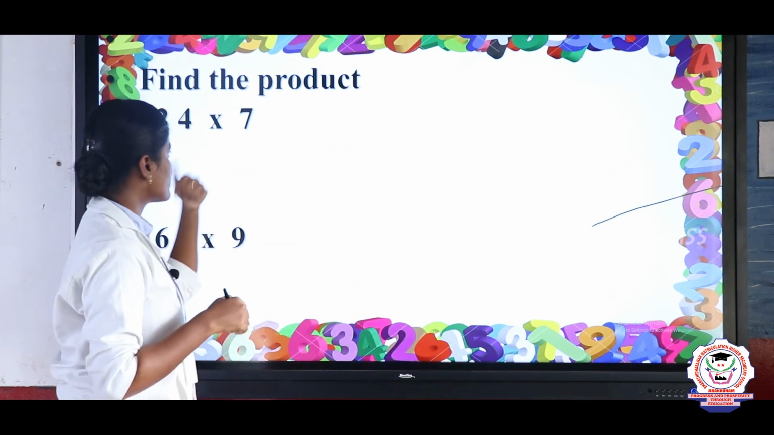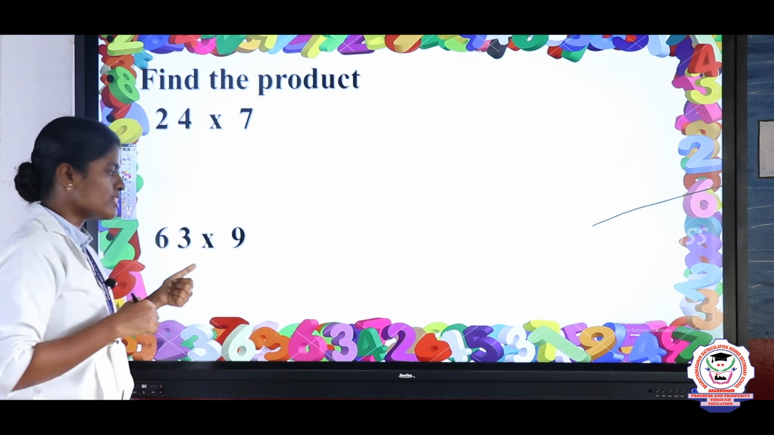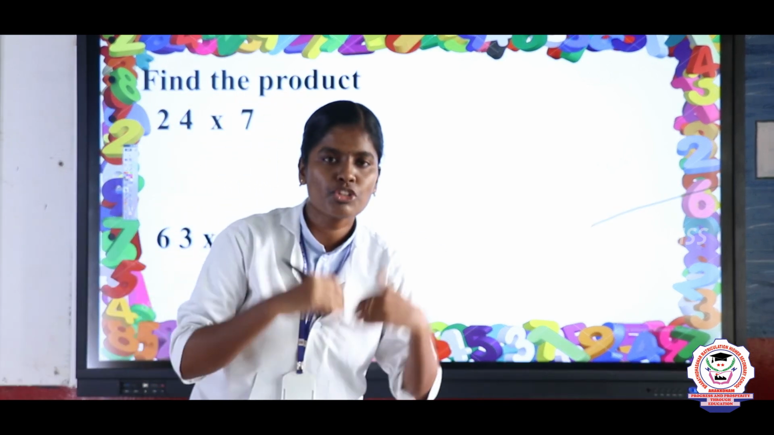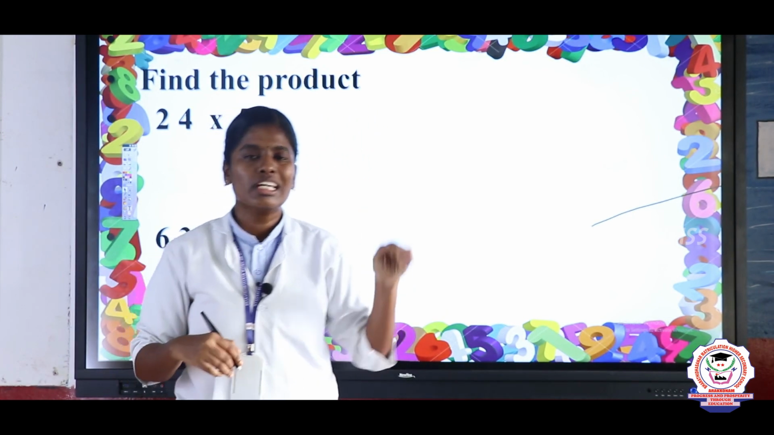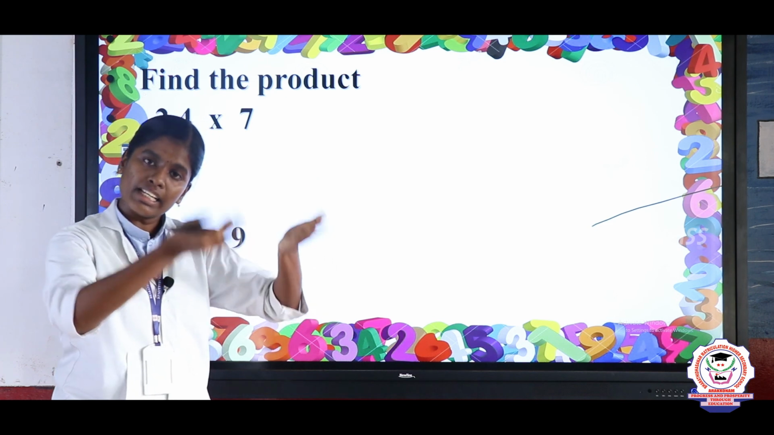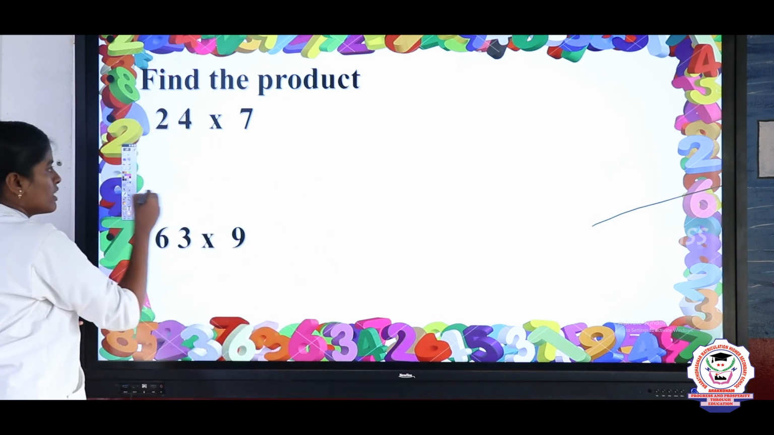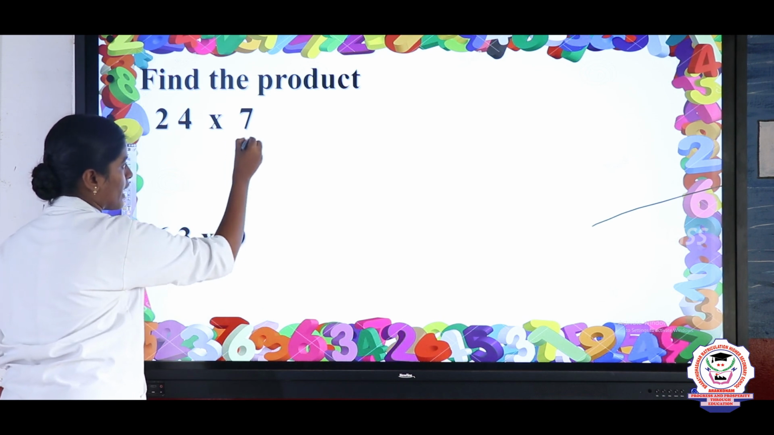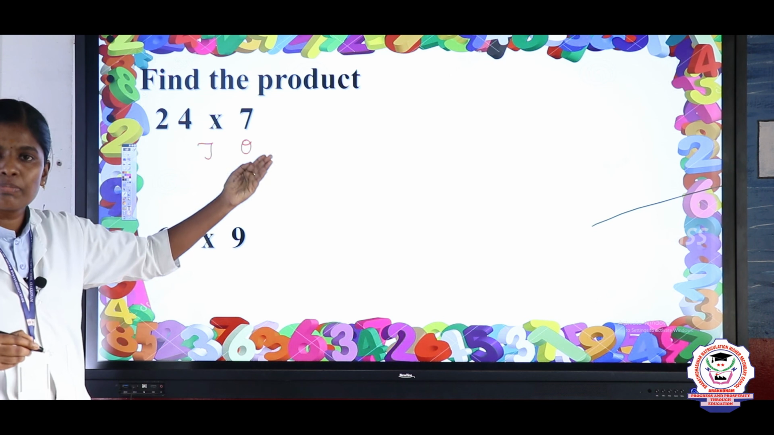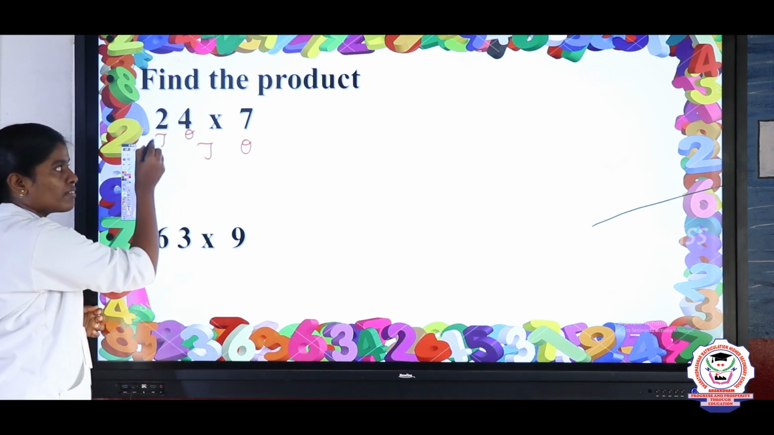So here we have some numbers. 24 is multiplied by 7 and then 63 is multiplied by 9. First, while you are doing the multiplication, you should write the place values. Here we have only 2 numbers. So write ones and then tens. So tell me Nasreen, what is the ones place value here? The ones place value is 4, the tens place value is 2.